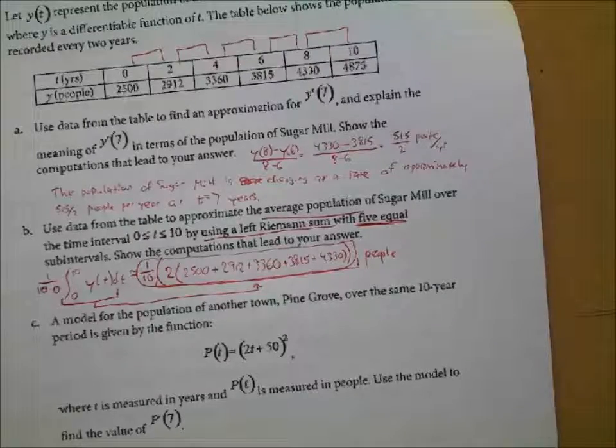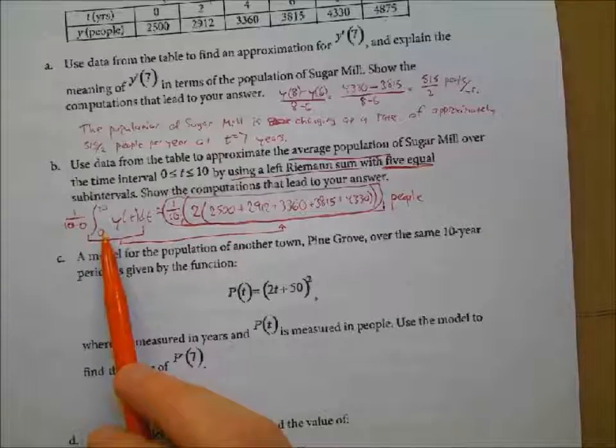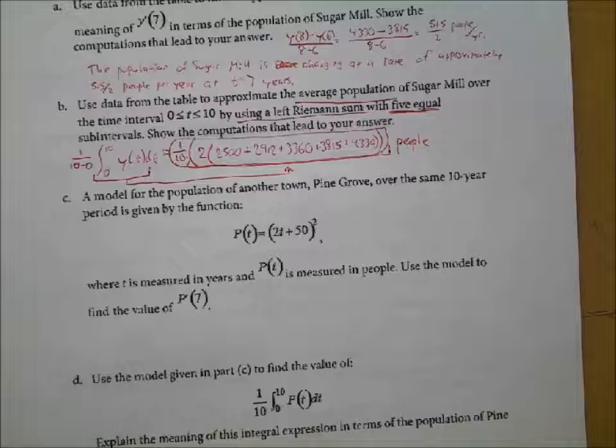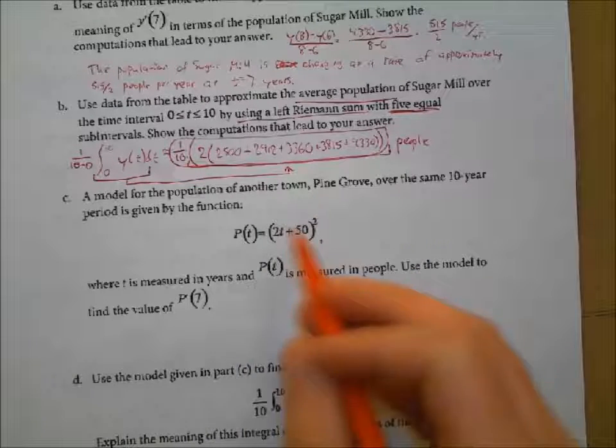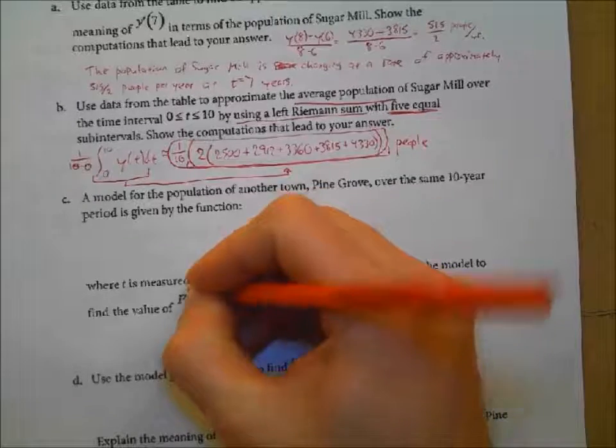Okay? So it's the average population of the people from the interval from year 0 to year 10. All right. Letter C, model for population of another town, Pine Grove, of the same 10-year period is given by the function there, where t is measured in years and P of t is measured in people. Use the model to find the value of P prime of 7.